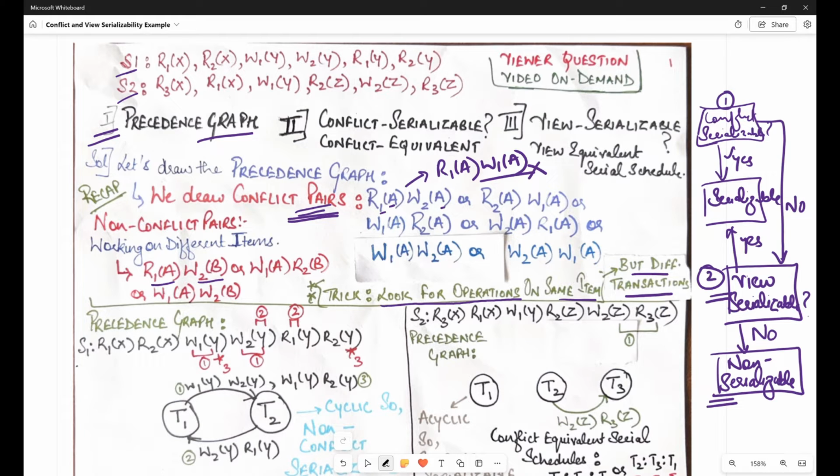So we have schedule S1. Let's start with X. For X, you can see there are only two operations, R1X and R2X, and they are not conflict pairs. Read is not a problem unless you have a write operation. Both are performing a read. X is not being updated by any of the transactions. So this is not a conflict pair.